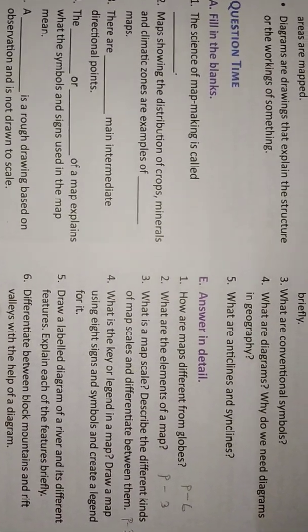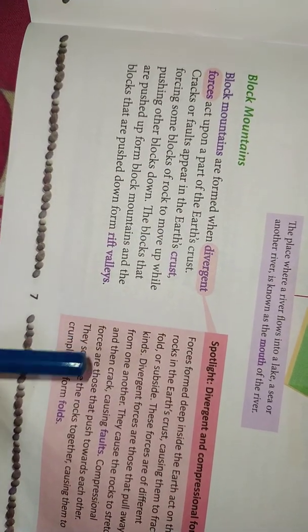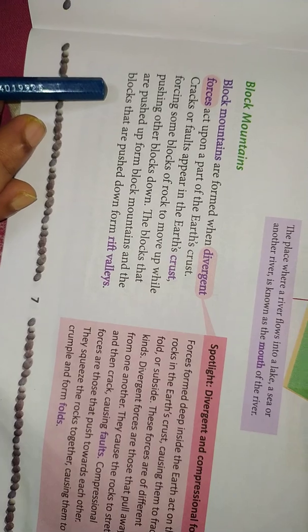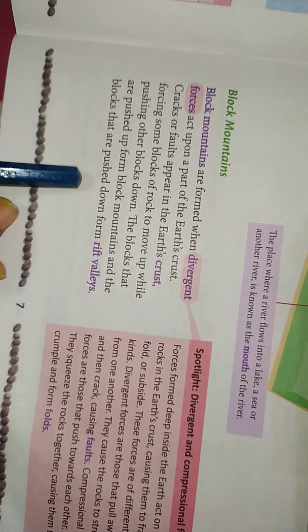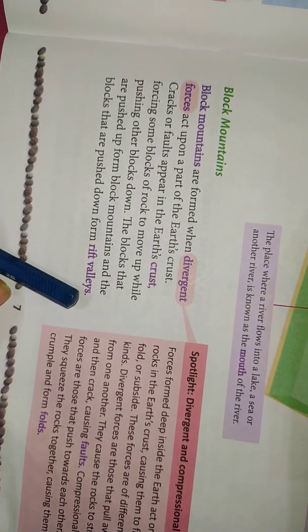Question number 6. Differentiate between block mountains and rift valley with the help of a diagram. Block mountains are formed when divergent forces act upon a part of the earth's crust, and rift valleys when blocks are pushed down to form a rift valley. So this is the answer number 5.